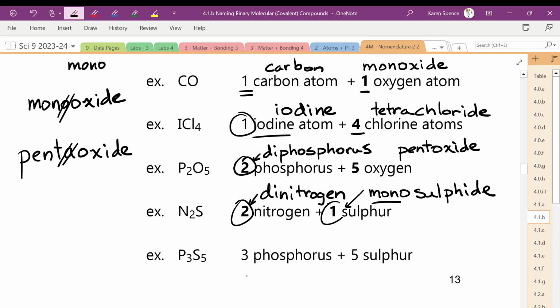3 phosphorus. 5 sulfur. Do you remember the prefix for 3? Tri. Triphos what? Phosphorus. And then how much is 5? What's the penta? Penta sulfide.